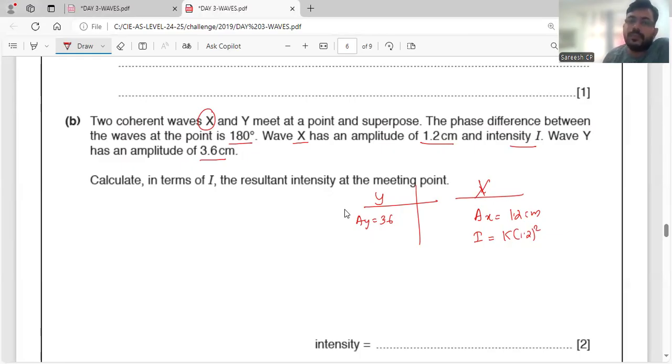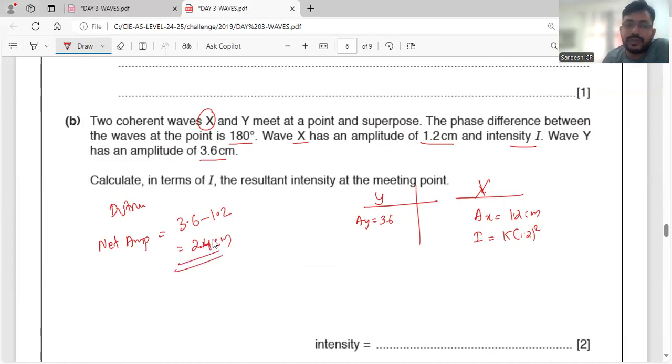They say both of them are meeting at a point and the phase difference there is 180 degrees. So I can easily say that there is destructive interference. So the net amplitude will be 3.6 minus 1.2, which is 2.4 centimeter. 2.4 centimeter is the net amplitude.